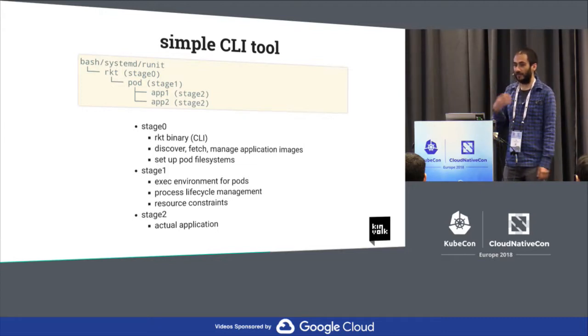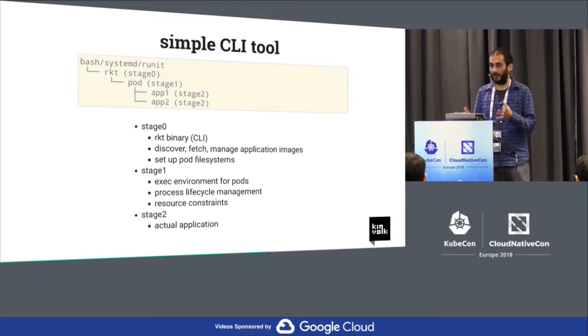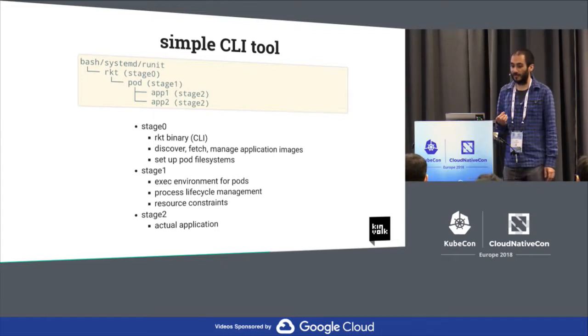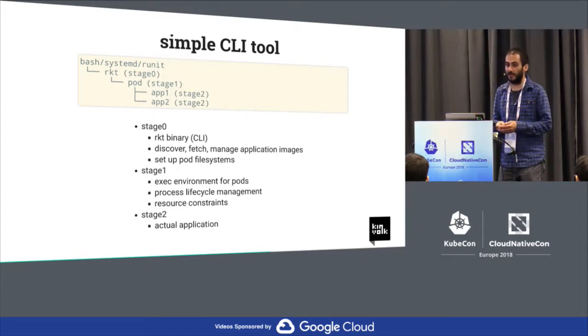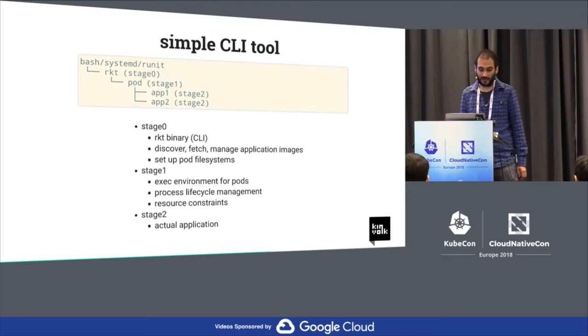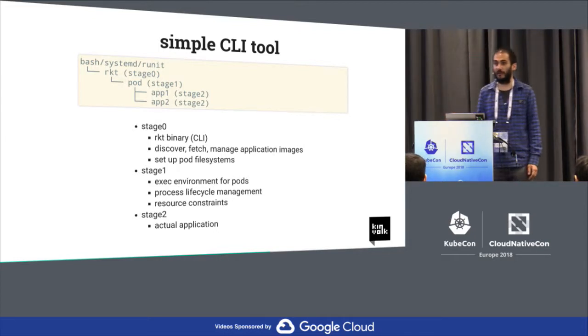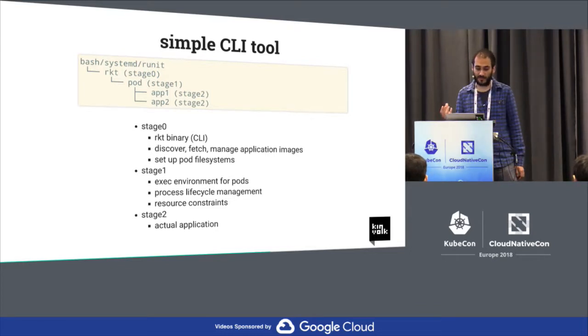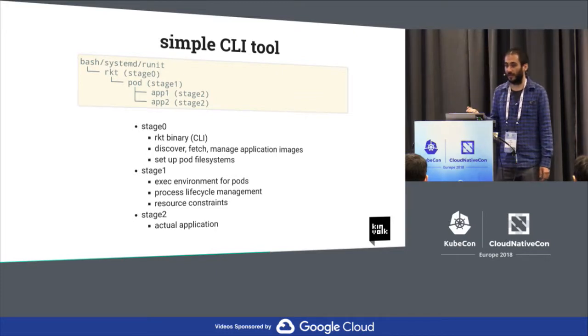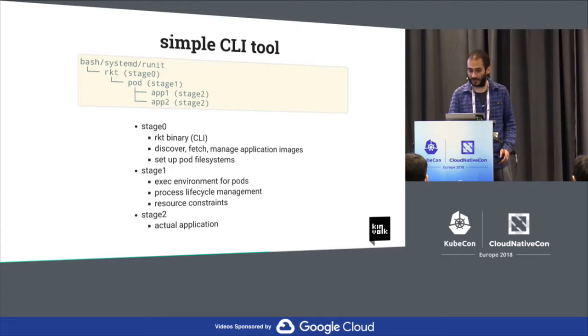Then there's stage 1, which is the actual exec environment for pods, and this is what we call a pod. That's where the isolation is. So in stage 1, the actual container will start. It also manages the lifecycle of the processes inside a container. So, for example, sometimes you want that if a process dies, the container dies, or maybe you want to restart it. So that's handled by stage 1. And it also applies the resource constraints. So if you want to limit the amount of memory that a container is taking, or the CPU, that's stage 1's role. And then stage 2 is just the actual application, so whatever you run, Nginx or any application.